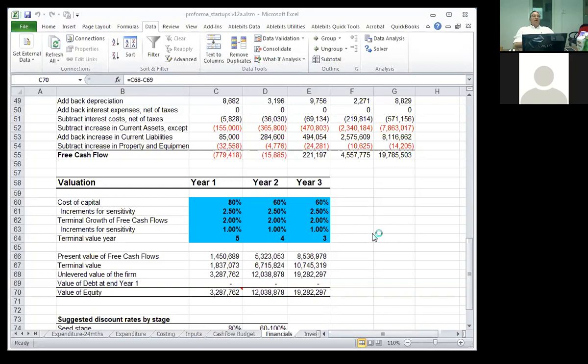Now, can we just add up those 10 numbers to get the value of the company today? We cannot. We cannot just add up those numbers to get the value of the company today. Why? The reason is something that we call the time value of money. You probably have heard this expression, time value of money. So what does time value of money mean? Time value of money means that $1 today is worth more than $1 tomorrow.